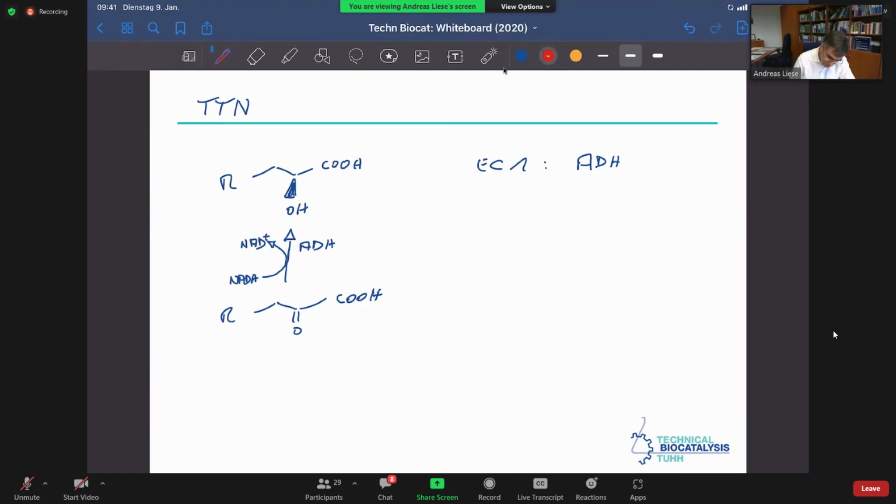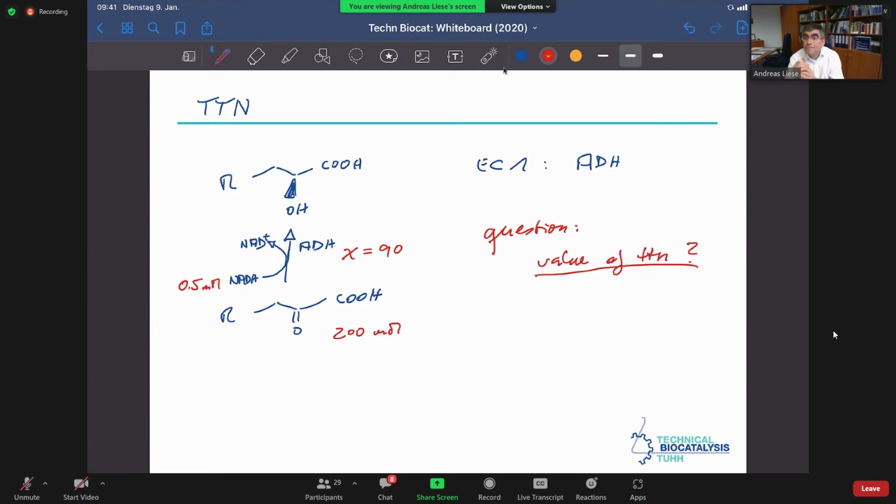Now we have 200 millimolar of the starting material that we run in there. We have 0.5 millimolar of the NADH, and we have a conversion in this reaction in our batch of 90%. The question is, what's the value of the total turnover number? What do you think? Maybe first, how is the total turnover number defined? Anyone, any idea?